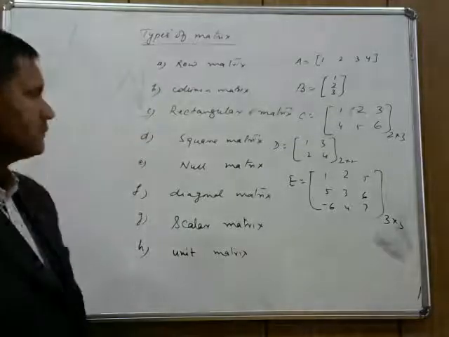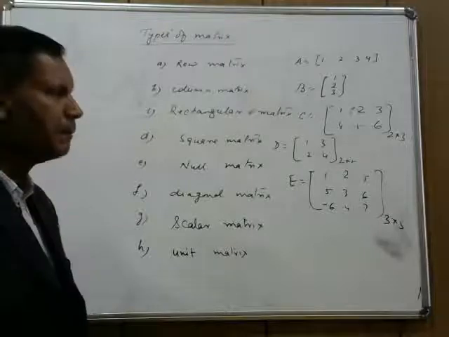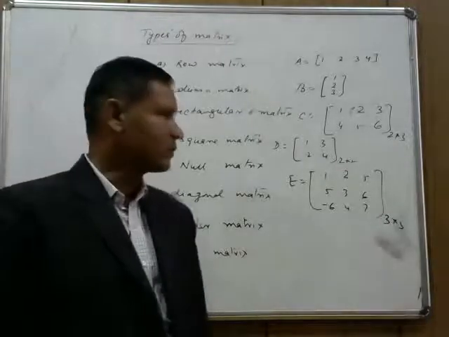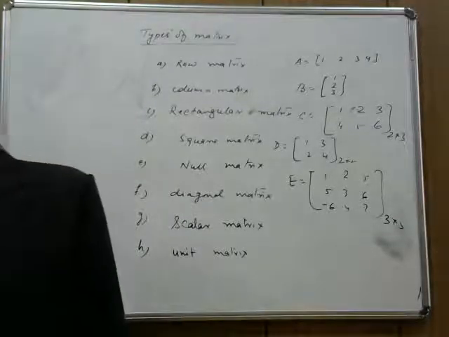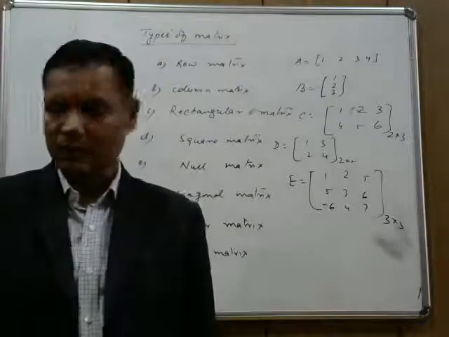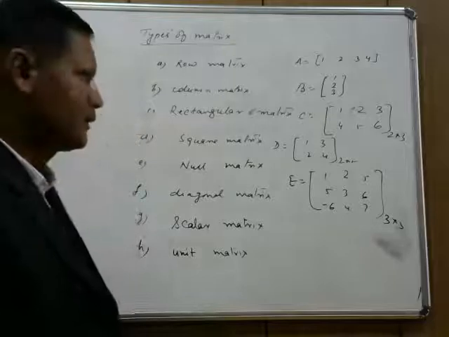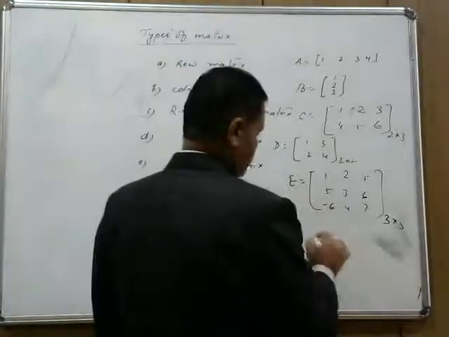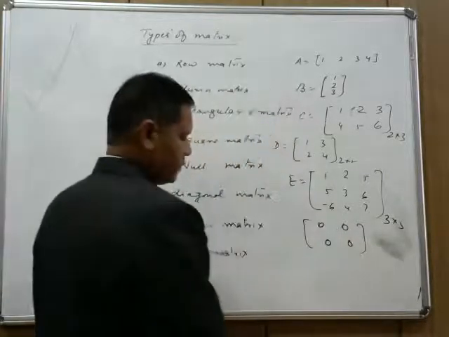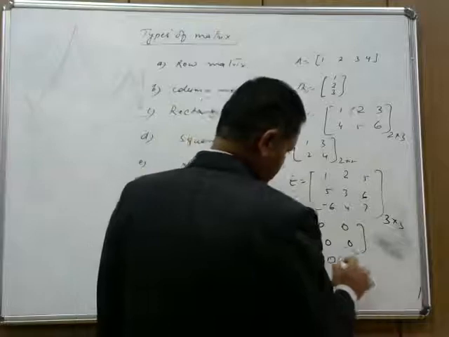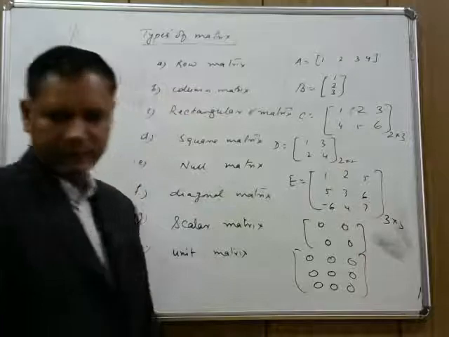Right? Null matrix. A matrix having each element 0 is called a null matrix. The null matrix, a matrix of order m by n whose all elements are 0 is called a null matrix. It can be of 2 by 2, it can be of 3 by 3. Suppose I write 2 by 2, I write 0, 0, 0, 0, null matrix. For order 3, 3 times write 0, 0, 0. That is called the null matrix.